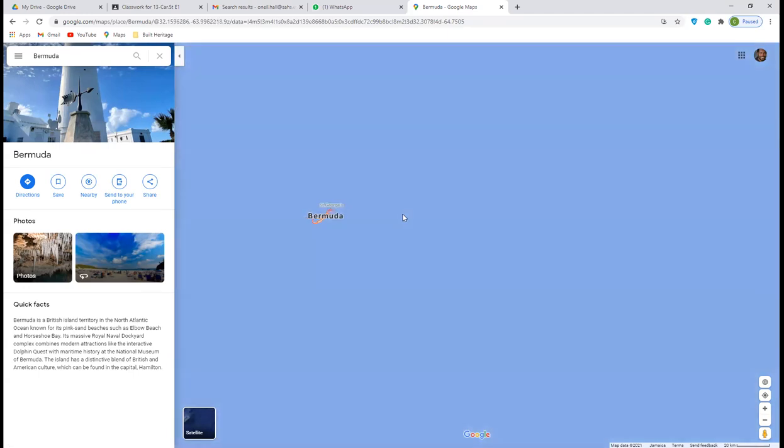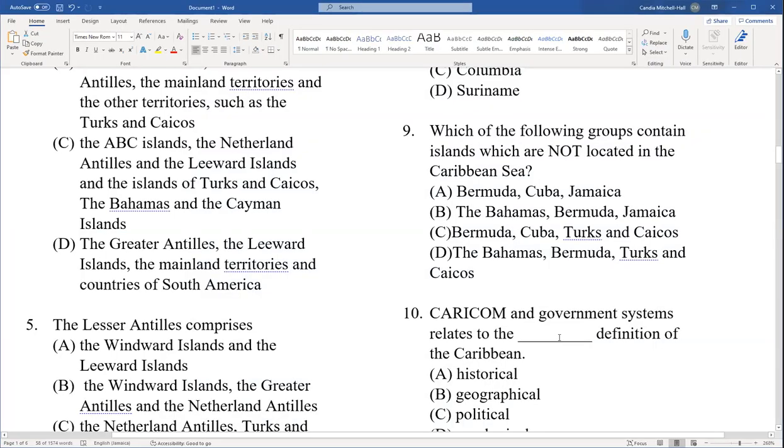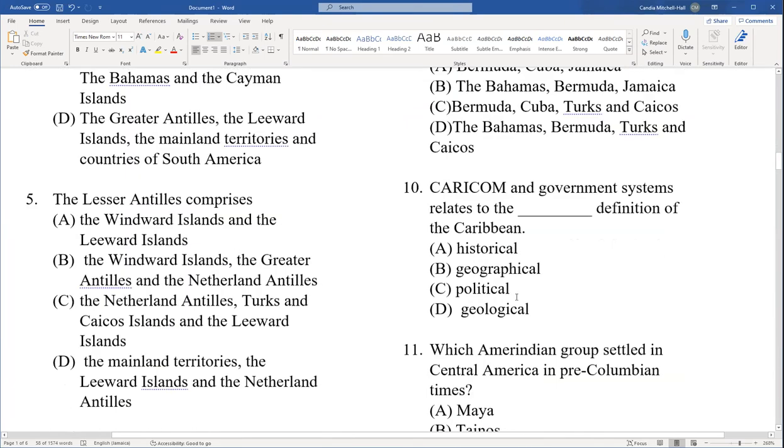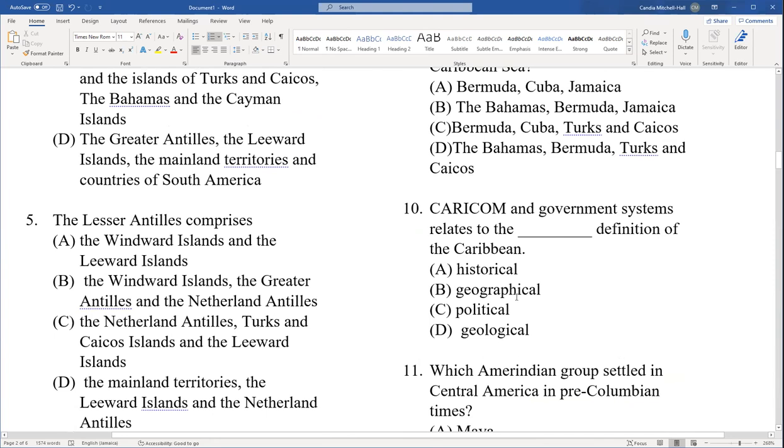All right. Yes, let's go back. And then a lot of people always mix up Bermuda with Barbuda. So it's Antigua and Barbuda, and Bermuda is different. Very different places. Two different places. Good. All right, so we are now at question 10. CARICOM and government systems relates to the blank definition of the Caribbean political.